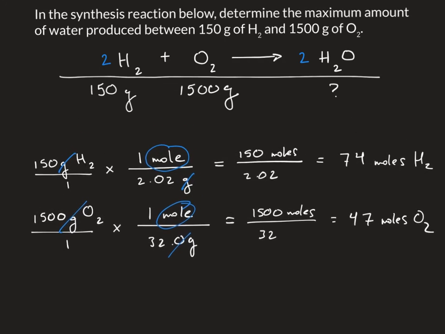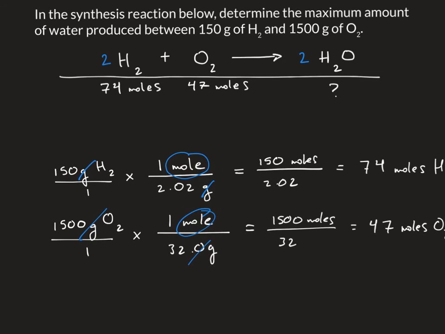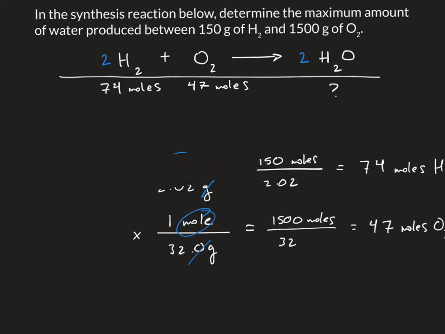Okay, so now we've determined how many moles we have. I'm going to go ahead and remove these guys and replace them with our moles. Okay, so we have 74 moles of hydrogen and 47 moles of oxygen. Okay, let me go ahead and just quickly erase this for you guys.